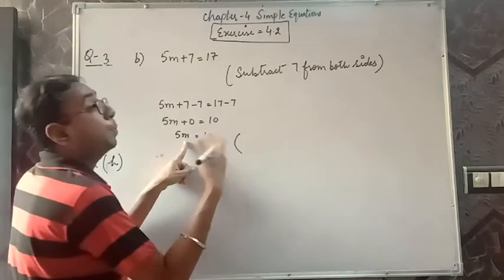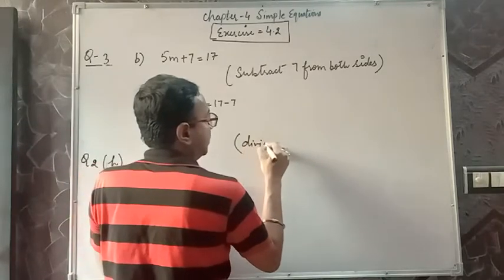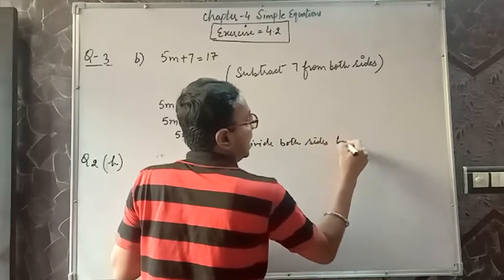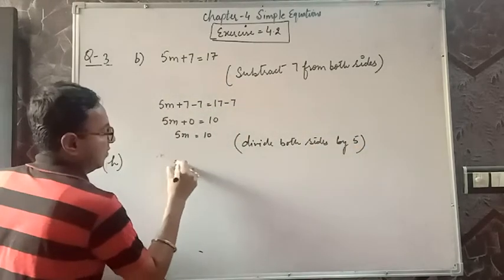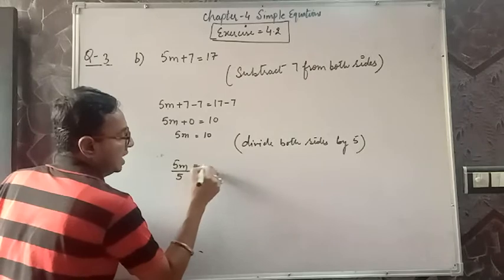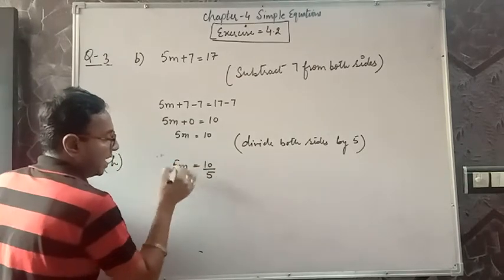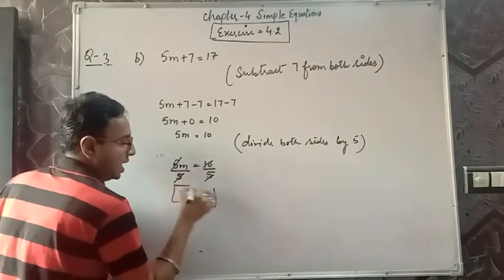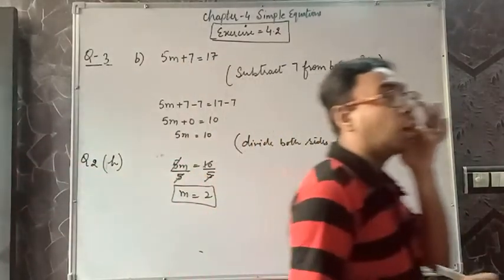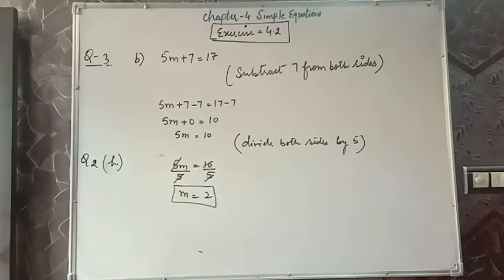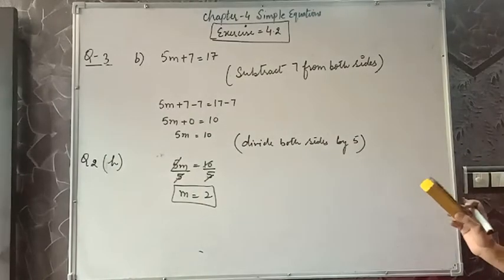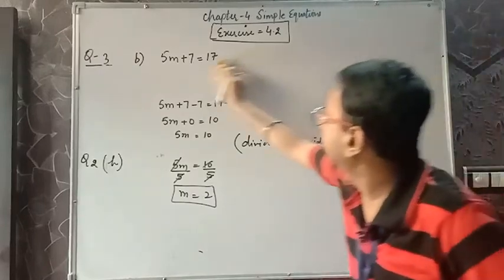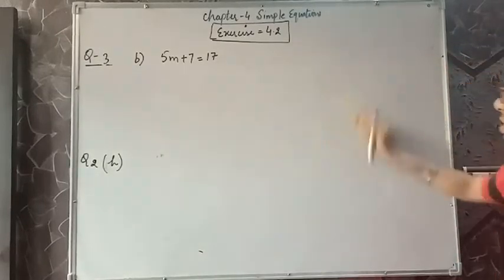We will do the opposite of it. Divide both sides by 5. Therefore, 5m divided by 5, 10 divided by 5, 5 cancel, m is equal to 2, which is the answer. Any doubt anyone is having in this? Easy? This is how we will remove. Clear? Any doubt? Let's take one more part of this.